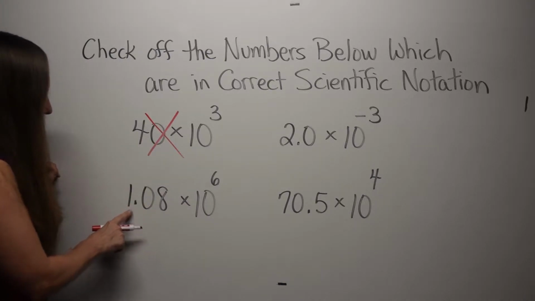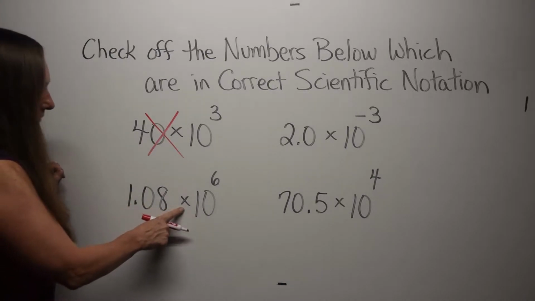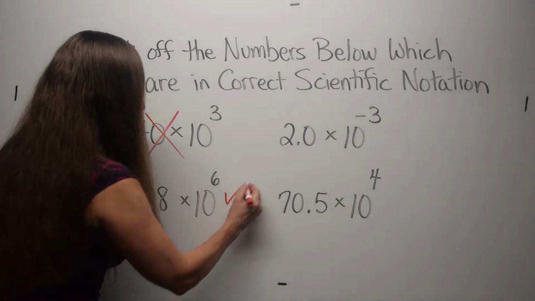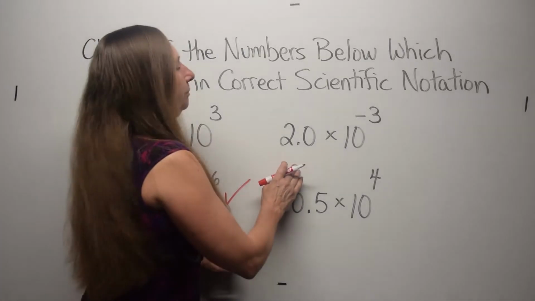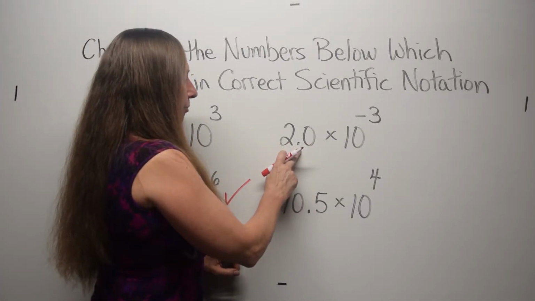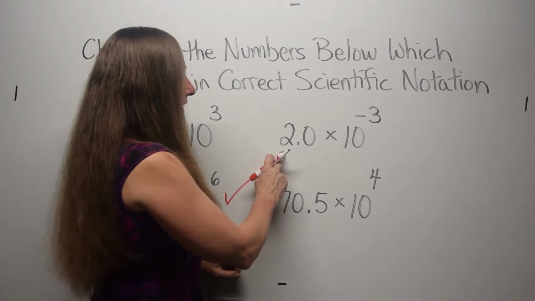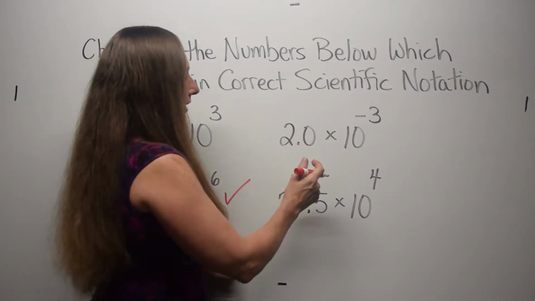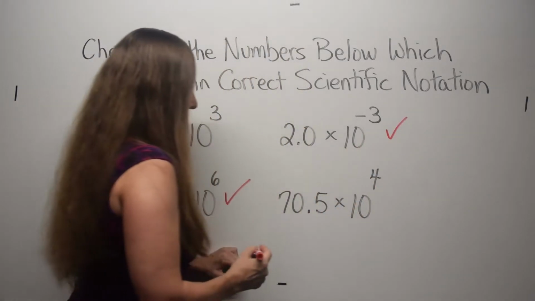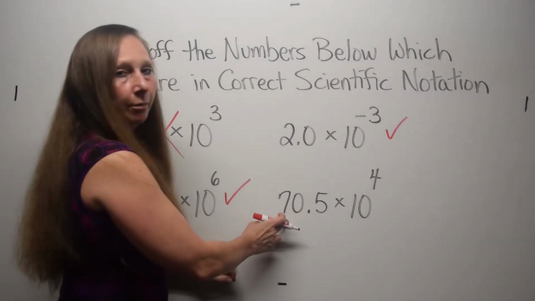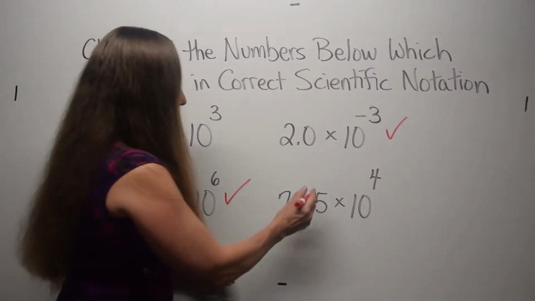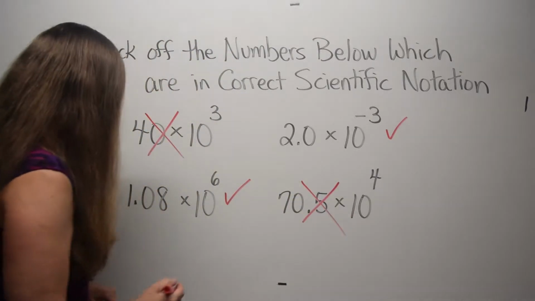This one, there is one number in front of the decimal point. Multiplication, exponent. This number is in correct scientific notation. Over here, all right, here's the decimal point. Only one number in front of the decimal point. Correct scientific notation. Yes. This one, well, this number has 2 numbers in front of the decimal point. That's not correct scientific notation.